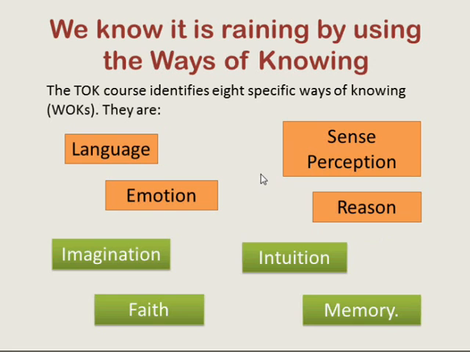I think that really covers a lot of what we're going to see here with our 8 different ways of knowing. We're going to think about how we know it's raining using the 8 different ways of knowing that are identified in the Theory of Knowledge course. In our course, we're not going to look in depth at all 8 of them. We're going to focus on these orange ones here and pay a little bit of attention to the green ones.